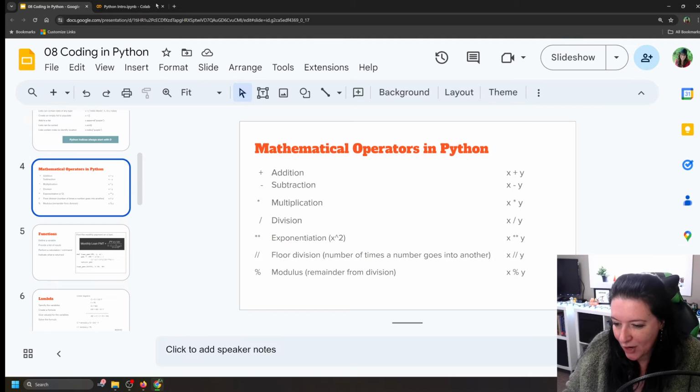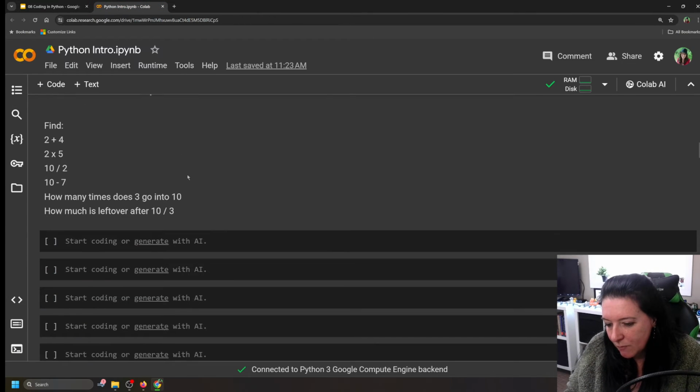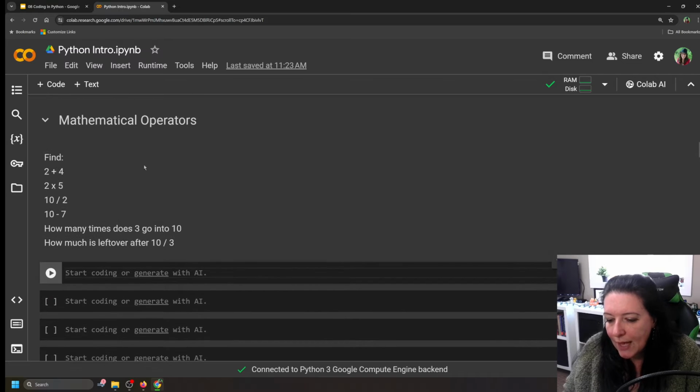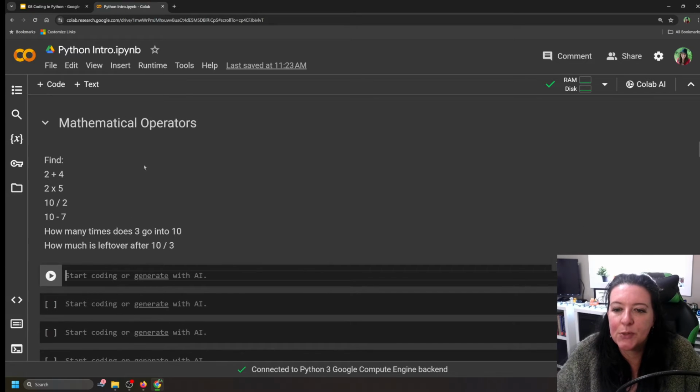So let's give that a try in Python. Can you do some of these calculations? Take a moment and see if you can do 2 plus 4, 2 times 5, 10 divided by 2, 10 minus 7, and then figure out how many times 3 goes into 10 and how much is left over after 10 divided by 3. Take a moment, pause the video, and see if you can do these calculations in Python.